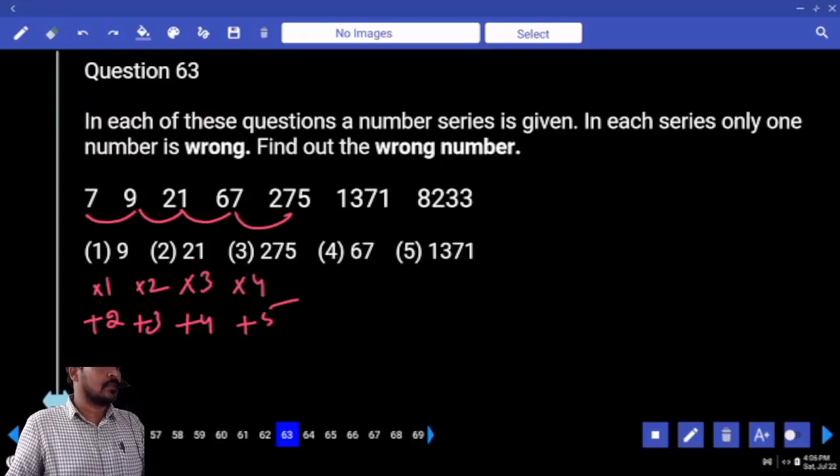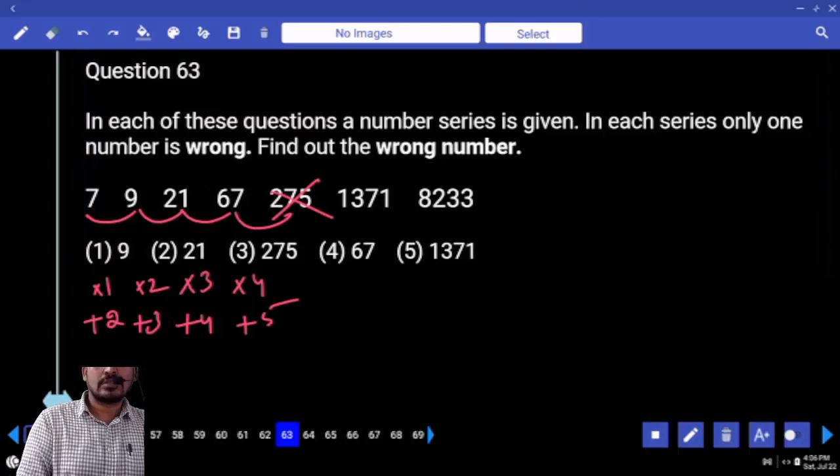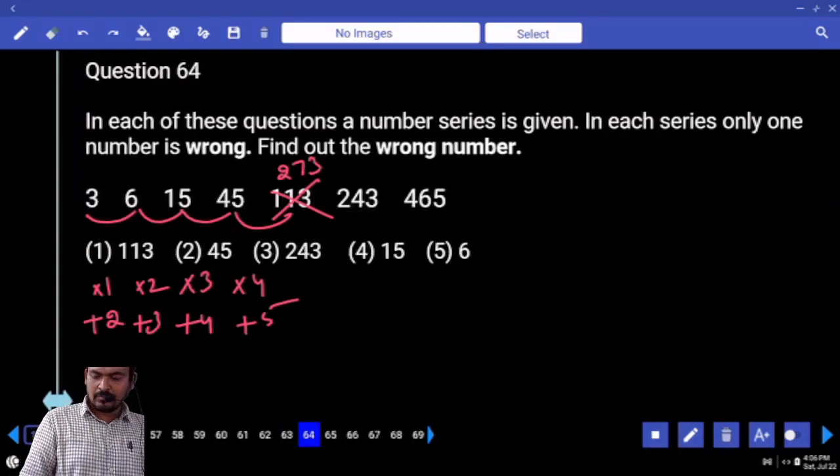67 into 4. Double again, double. 67 doubled is 134. Double means 268 plus 5, so it will be 273. What is the wrong number? 275.